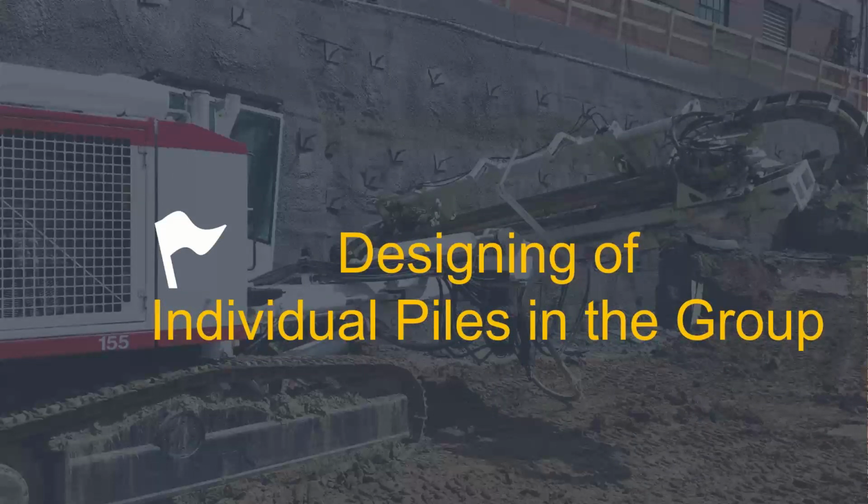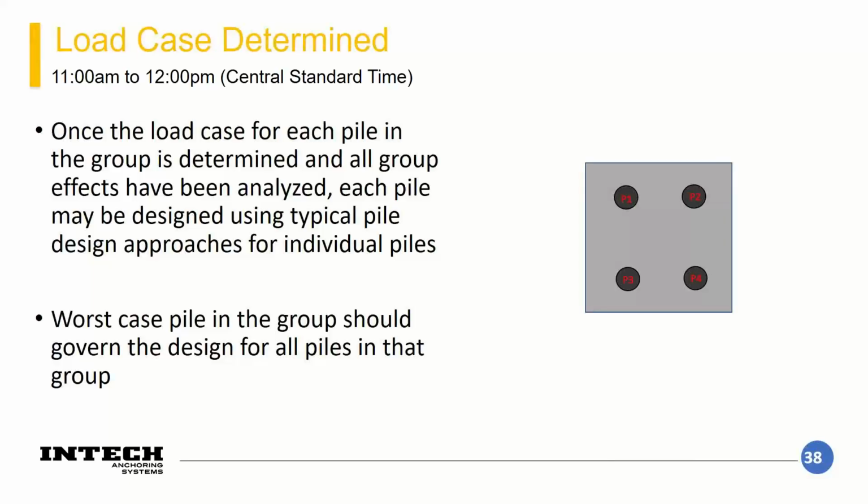So now, looking at designing: you've gone through all your group effects, you understand if you've got shadowing effects, and you understand your settlements. Now it's time to design your individual piles. Once you've got all those group effects figured out and you've identified your worst case pile, you'll design all piles in that group using that worst case condition.